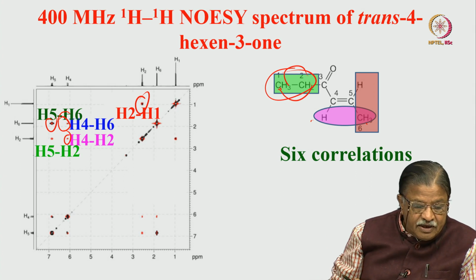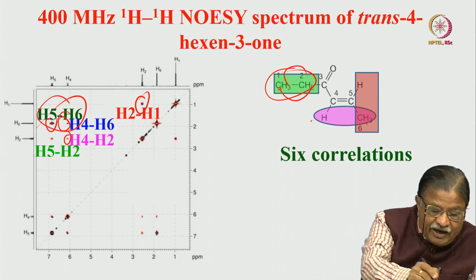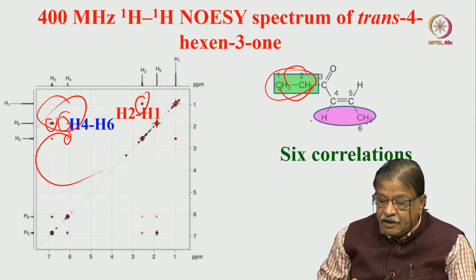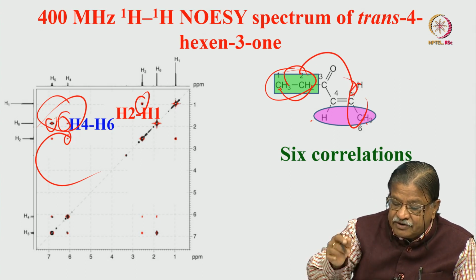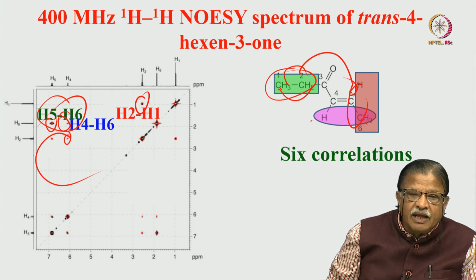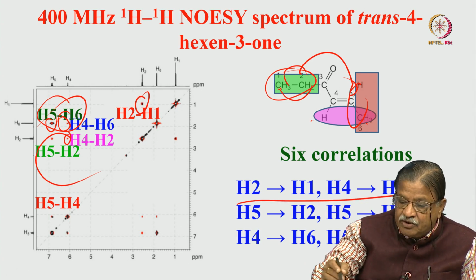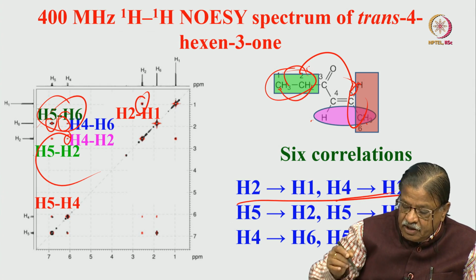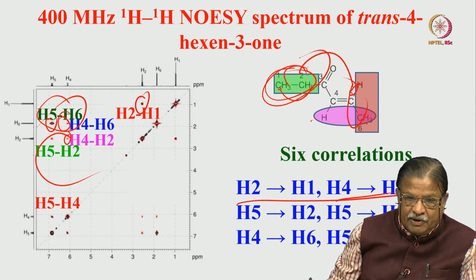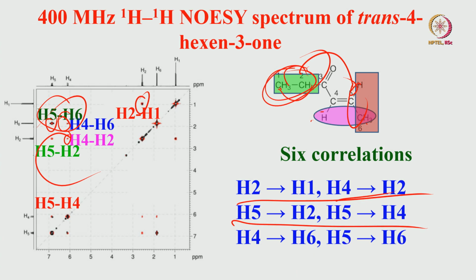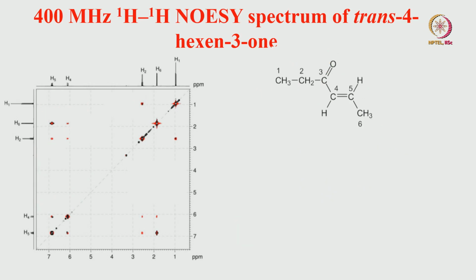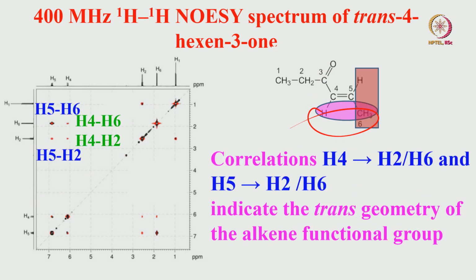Then further, H5 H6 correlations are seen, H5 H2 correlations are seen. See here, H5 H6 and H5 H2 correlations are seen. What does it tell you? All these 6 correlations, if you see H2 correlated to H1, H4 to H2, it tells me this is on one side of the double bond. Similarly, for example, the H4 and H6 correlation tells me these two are on one side of the double bond. So all these correlations tell me now this and this and this.